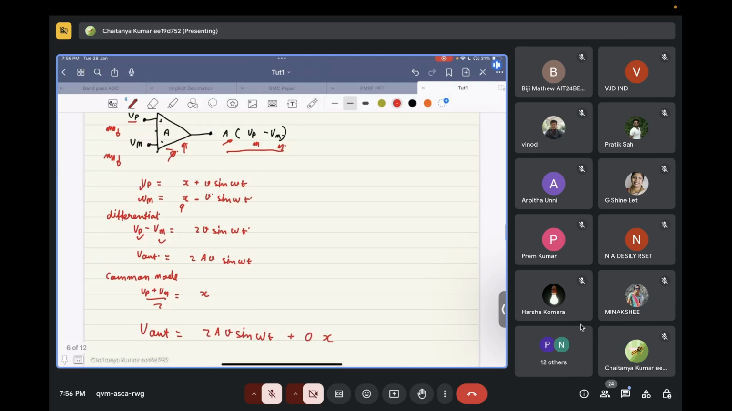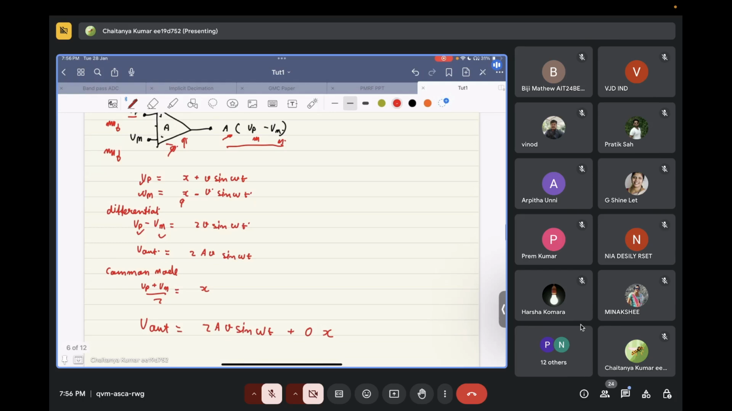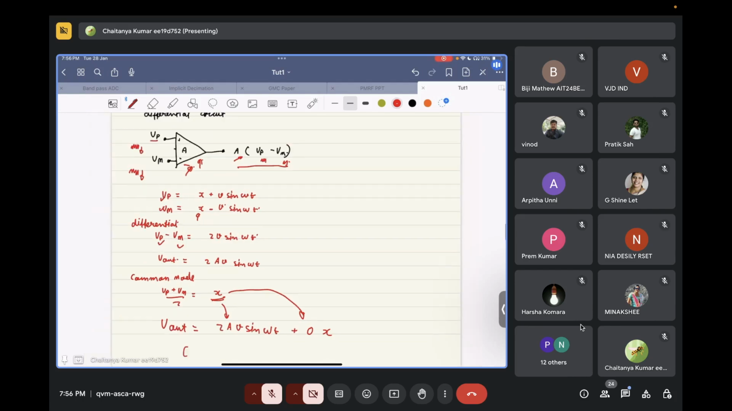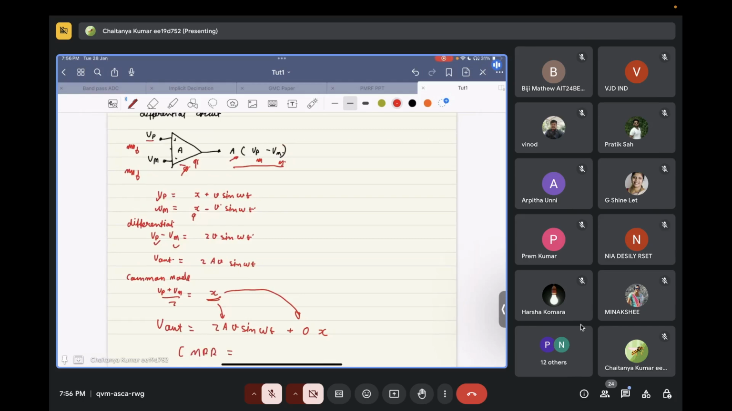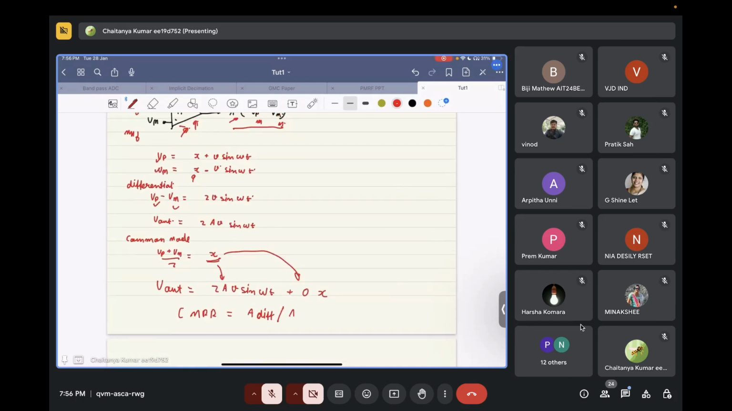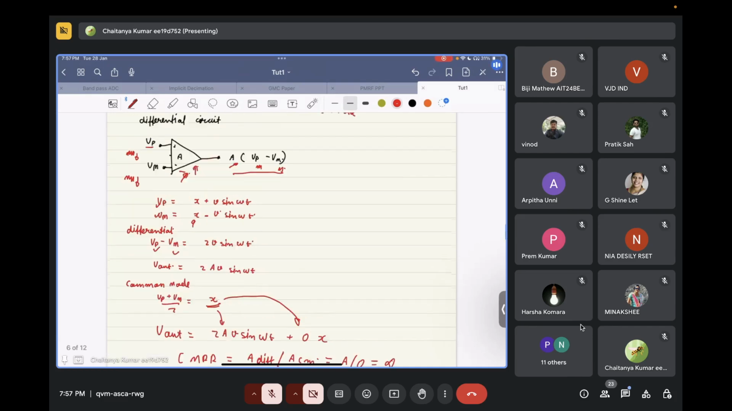Correct? So what we have is the gain of the common mode. The common mode of the input is X. The gain of the common mode is 0. The gain of the differential mode is A. Okay. So common mode rejection ratio is basically A differential divided by A common mode, which in the ideal case would be A by 0, that is equal to infinite. This means that an ideal differential amplifier should reject any common mode signal that is coming in at the input.